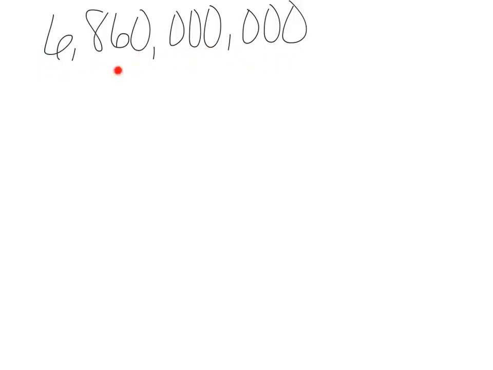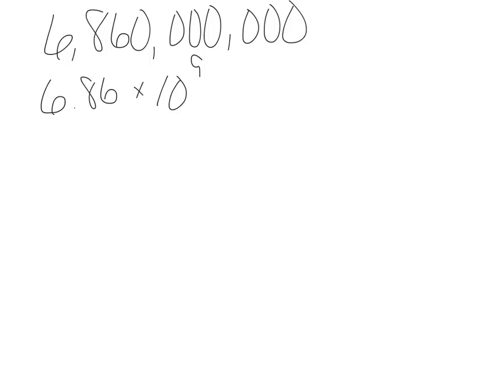This is 6,860,000,000. You want to write that in scientific notation. So that's going to be 6.86 times 10 to the 1, 2, 3, 4, 5, 6, 7, 8, 9, times 10 to the 9th.